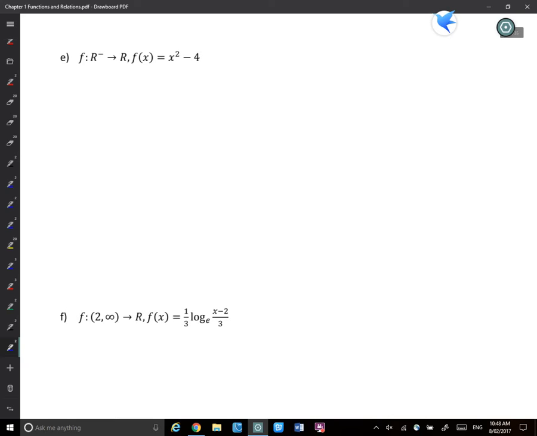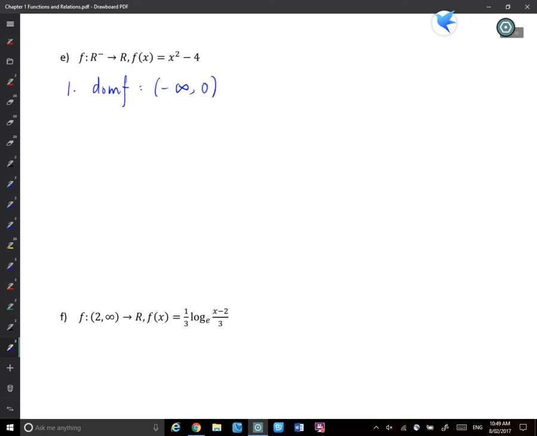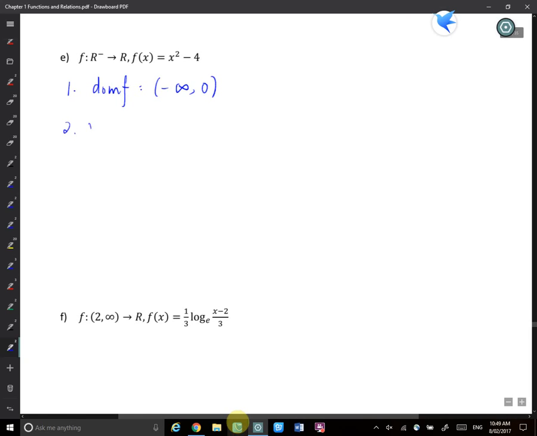Okay, for question E, I have R minus, and then I have f(x) equals x squared minus 4. So number 1, I'll talk about the domain of f. The domain of f will be negative infinity to 0, but not including 0. So the R minus is not including 0, same as Z minus, Z plus is not including 0. And number 2, what is the range for f?